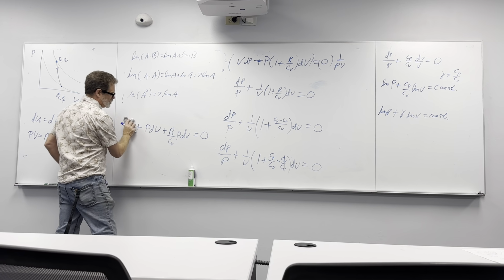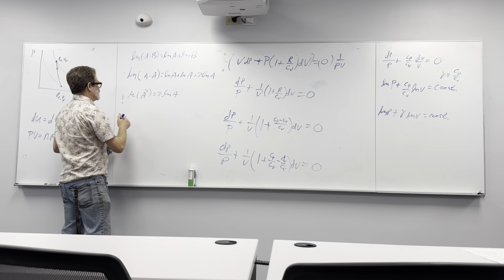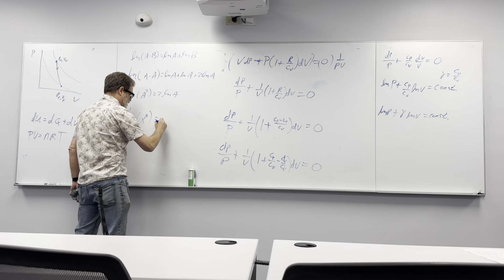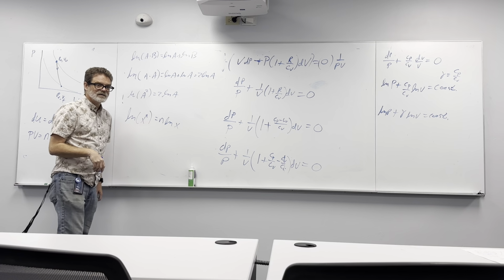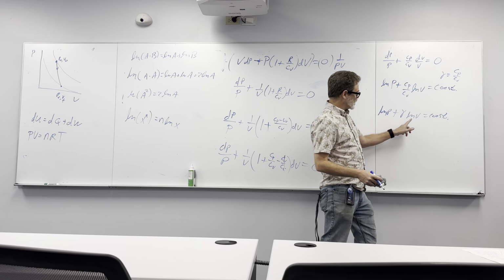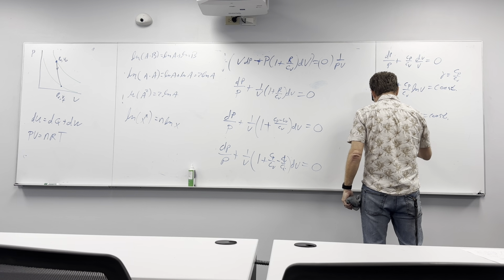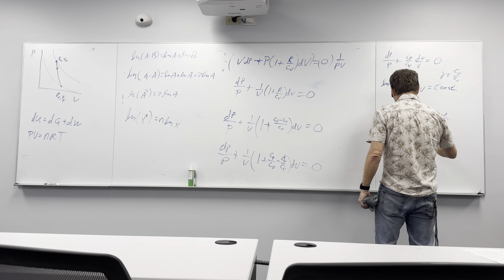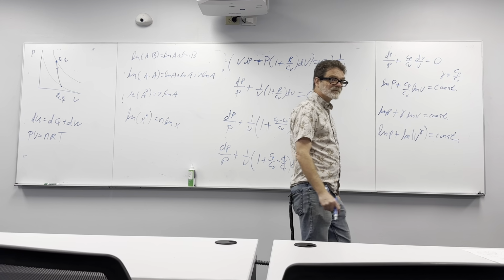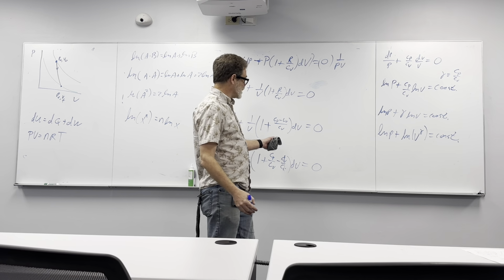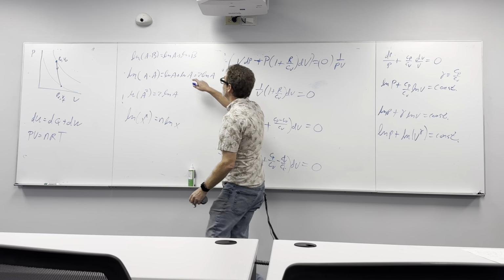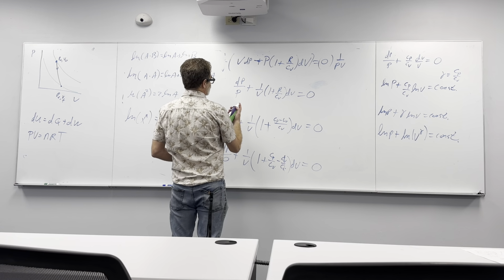So, are you getting a hint? ln of x to the n is n ln of x, right? And n doesn't have to be an integer, it can be anything. So I can write this as ln of P plus ln of V to the gamma equals a constant. I just brought it inside. Well, now I have the addition of logs, like here. So we can erase this stuff.